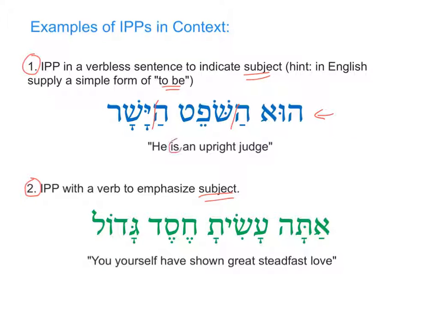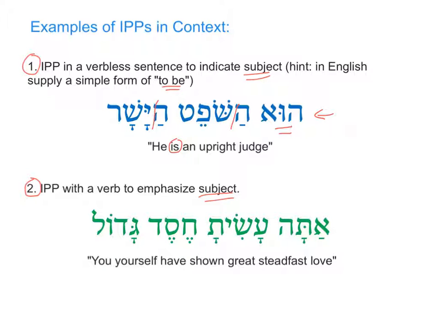Now, the is, we need to supply in English, but the pronoun, the hu, is indicating the subject, that it's a he. And our translation, he is an upright judge, even though it sounds indefinite. In Hebrew, when we have a pronominal reference like that, it's automatically definite. So we could say he is an upright judge, or if it was contextually appropriate, he is the upright judge. Both would technically be correct.